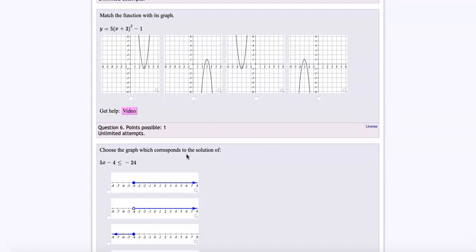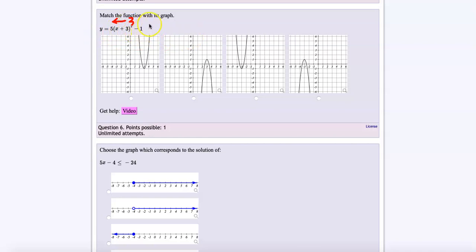All right, question 6, match the function with its graph. Okay, so what that means is that you are going to look at your shifts. You can see here that it's x plus 3. So what that is going to do is it's going to shift the parabola to the left 3. And the reason is because when you have something on the inside of the function, this is inside because it's x squared and it's inside with a square, it's going to be a horizontal shift, and it's going to be counterintuitive. So if it says plus 3, that actually means go to the left 3.